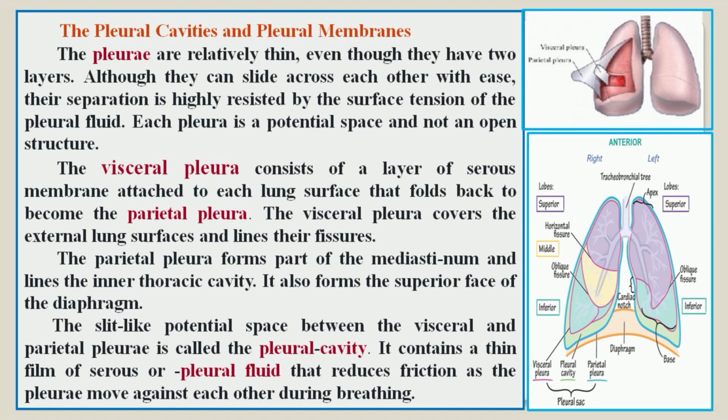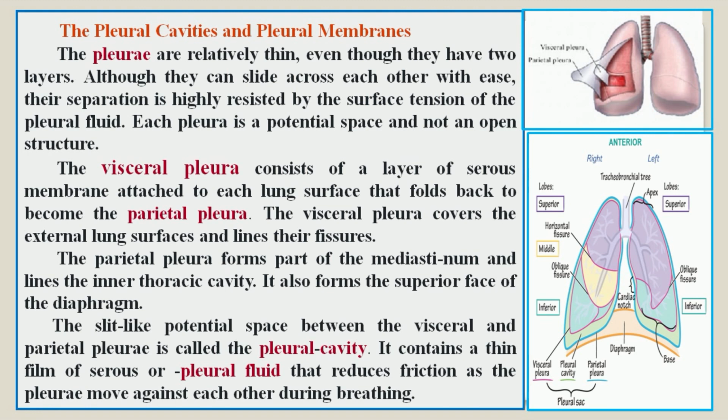The pleurae are relatively thin, even so they have 2 layers. Also, they can slide across each other. Their separation is resisted by the surface tension of the pleural fluid. Each pleura is a potential space and not an open structure.